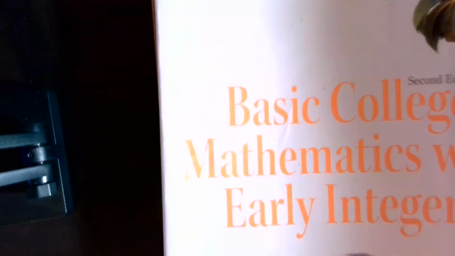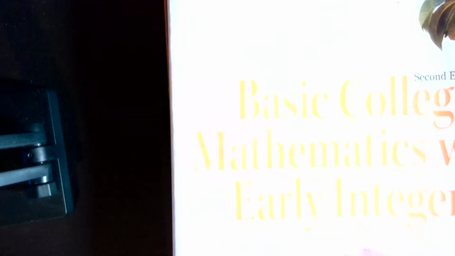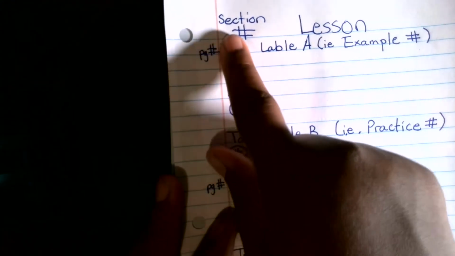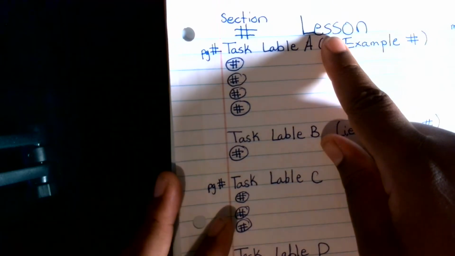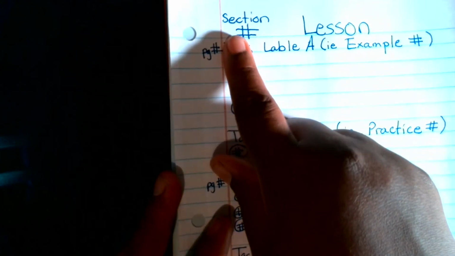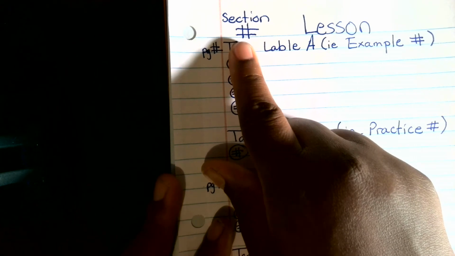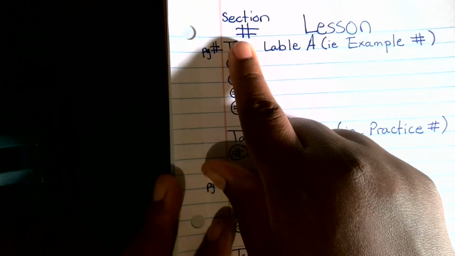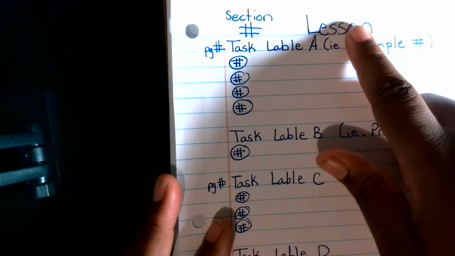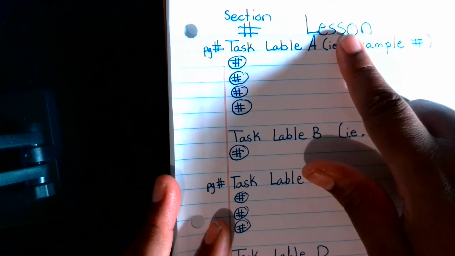So, we do the work for this book always on some notebook paper. And here's how we set up our notebook paper. We have our section number and then the lesson. This is the section number, the part that tells you which chapter and which lesson inside of that chapter. And if it's the lesson, where we're going over the examples, then you'll write lesson.